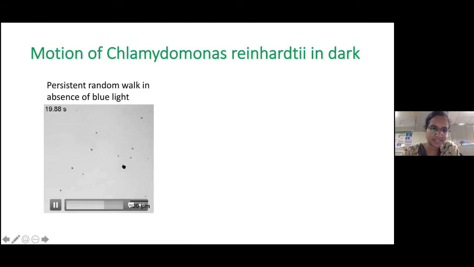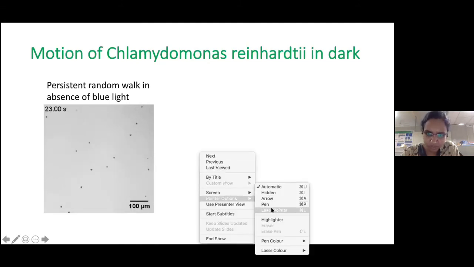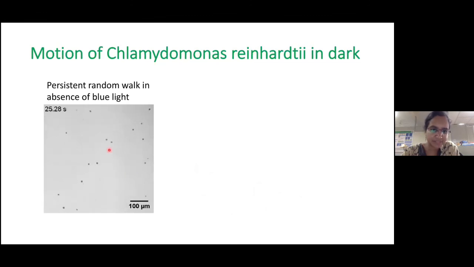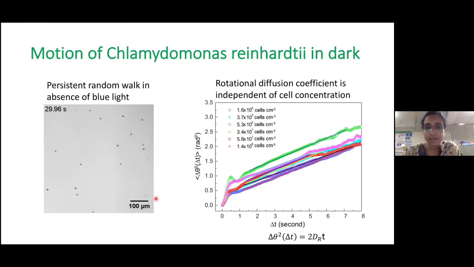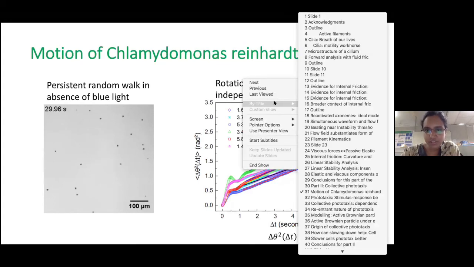So what you can see is that the cells are moving randomly within this chamber. So you're looking at a highly zoomed out view. You're looking at multiple cells, and you can see that they move randomly. And you can measure what is called the rotational diffusion coefficient of these cells.